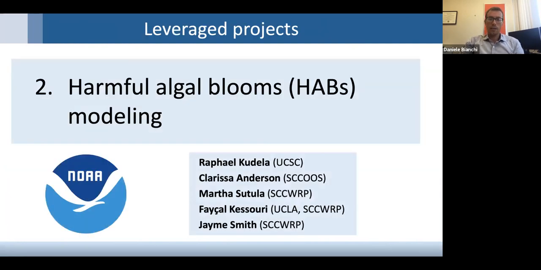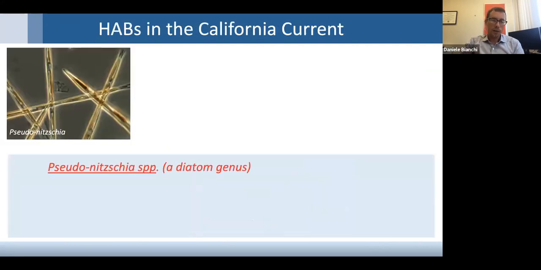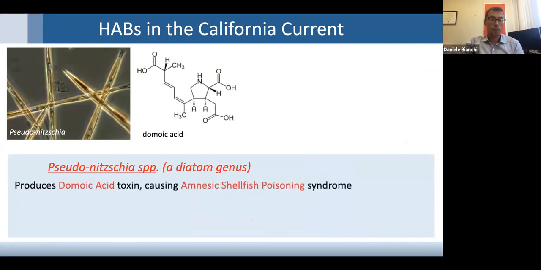The second project that I'm gonna guide you very quickly through is a project that is funded by NOAA, a multi-institution collaboration with University of California, Santa Cruz, schools, SCWRP and UCLA. And is focused on harmful algal bloom modeling. There are several species of phytoplankton that can cause harmful algal blooms, but we're gonna focus on a genus of diatoms, Pseudo-nitzschia, that are responsible for producing a toxin, domoic acid, behind the amnesic shellfish poisoning syndrome.